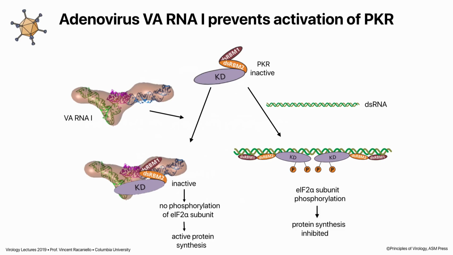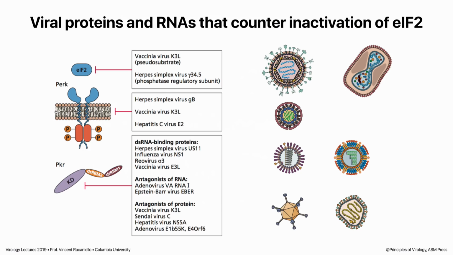So adenovirus without VA RNA1 cannot replicate efficiently, because VA RNA binds one molecule of PKR, not two, as double-stranded RNA does. Only one. And that way, PKR cannot be activated, and it will not phosphorylate eIF2 alpha. As I said, every virus has to encode some antagonist of this PKR eIF2 alpha system, and here they are.